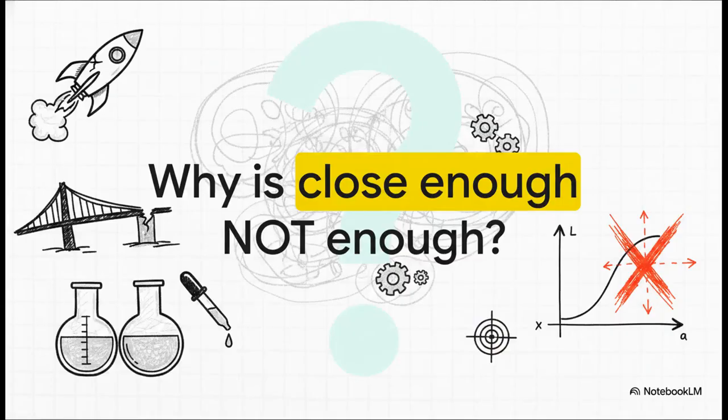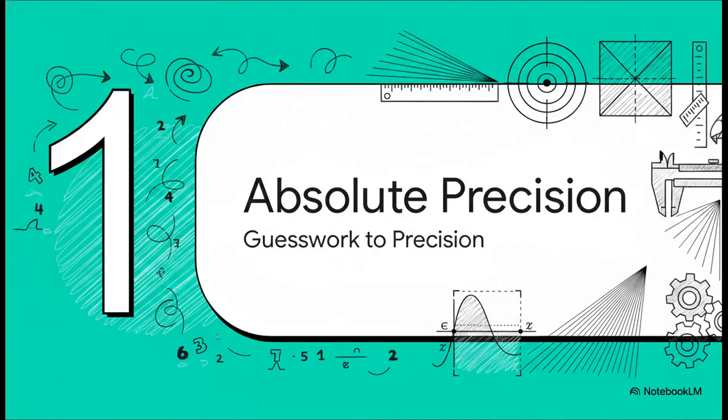Let's go. So in our previous explainers, we comfortably threw around phrases like as x approaches a. But honestly, in high-precision engineering, that's just way too vague. Precision is all about error tolerance. We need to absolutely guarantee that close enough is actually exact. We can't just rely on our gut intuition when lives are literally on the line. We need rock-solid proof. Section 1. Absolute precision. Guesswork to precision.